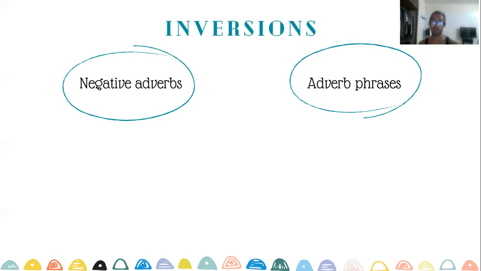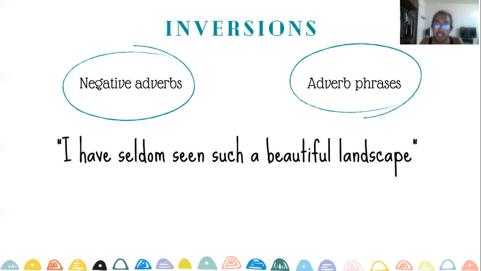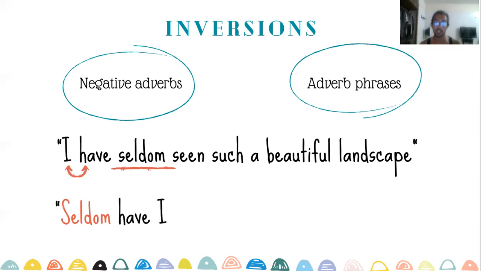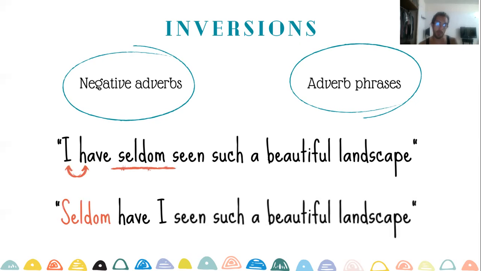Let's check the following example. I have seldom seen such a beautiful landscape. In this type of inversion, we move the adverb to the beginning because we're emphasizing it, and then change the order of the verb and subject. The complement or the rest of the sentence remains the same. So we're basically making our sentence sound surprising.